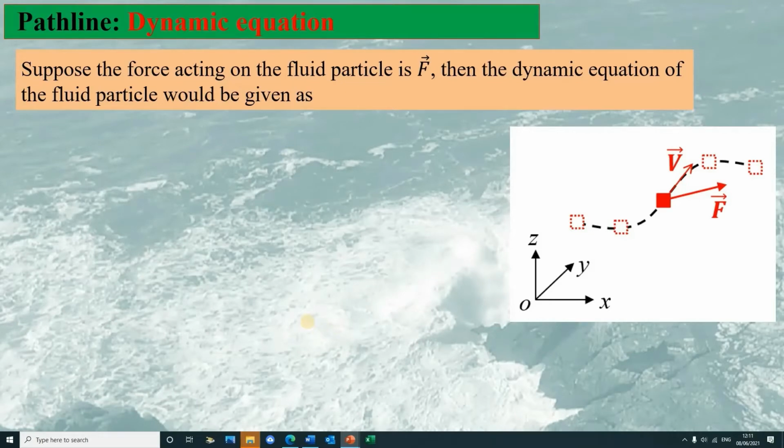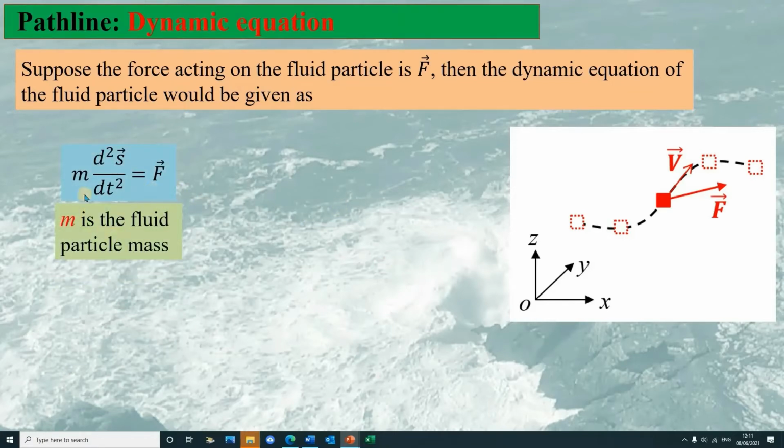Now in the next few slides, we will look at the dynamic equation or the mathematical equation for pathline and streamline. For the pathline, we have the dynamic equation for the fluid particle. Suppose a force acting on the fluid particle is the vector F, then the dynamic equation of the fluid particle would be given as this. Here m is the fluid particle mass, and s is the vector for the pathline.